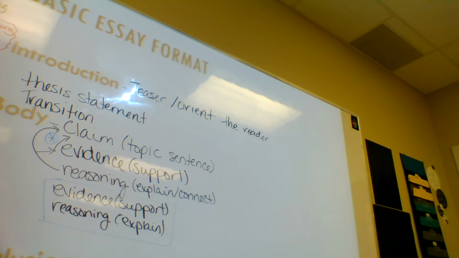So evidence and reasoning are always a couple. So I want you to think of ER. They're always a couple. They always go together. So this is as many as it takes. You need as much evidence and reasoning as it takes to prove your claim is true.